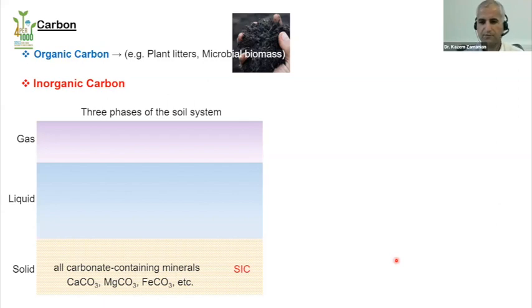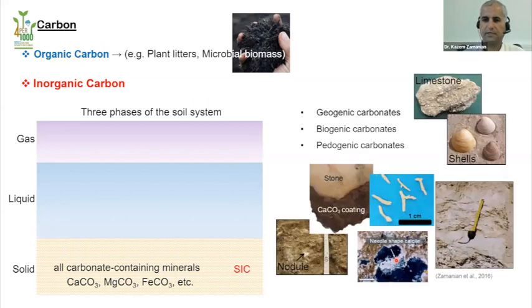SIC can also be divided into three groups based on its formation mechanism and morphology. It can be geogenic carbonates, which are inherited from parent material like limestone blocks in the soil. It can be biogenic carbonates, which are part of an organism's body or skeleton, like shells, land snail shells, or eggshells. Or they can be pedogenic carbonates. Pedogenic carbonates are formed in soil by soil-forming processes, and provide a variety of morphologies and sizes, from microscopic sizes to even a soil horizon that can be completely cemented by carbonates.